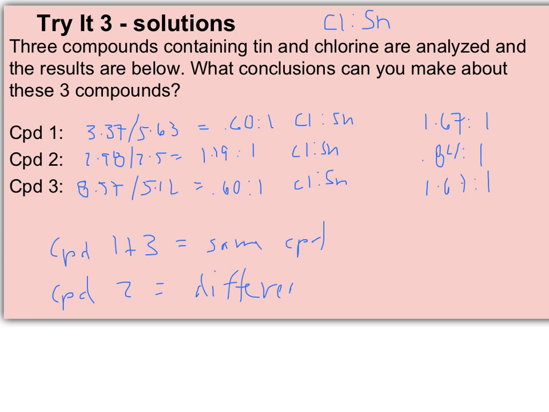And if you want to look at what makes it different, again, you can look at either set of ratios, but looking at my set of ratios, I can see it has more chlorine than compounds 1 and 3 have. In fact, it has about twice as much chlorine. Or if I look at it from the other ratios over here, I can see it has half as much tin, or the other two have twice as much tin compared to chlorine as compound 2 does. And that's the law of multiple proportions.